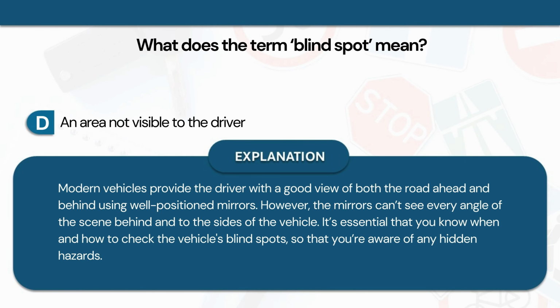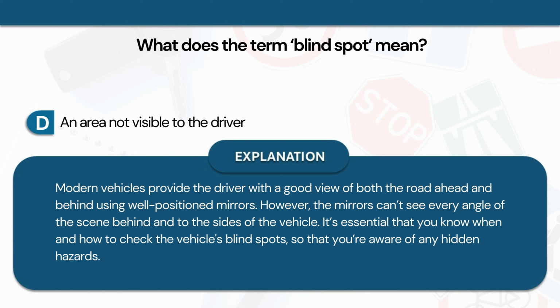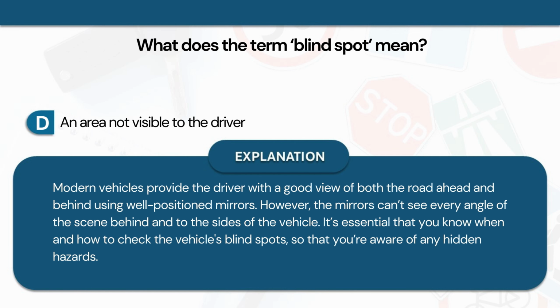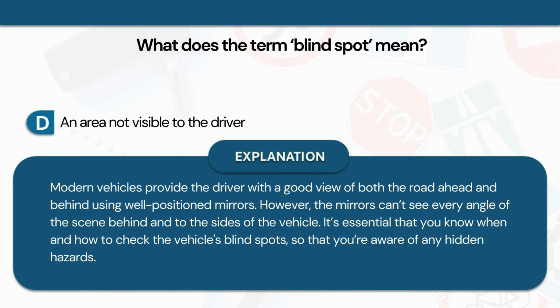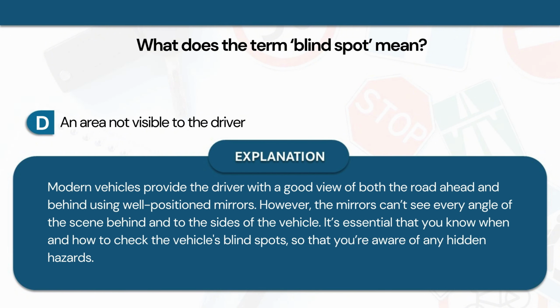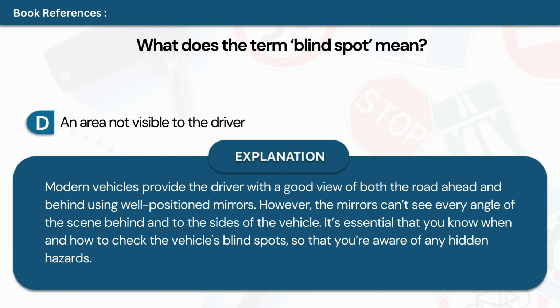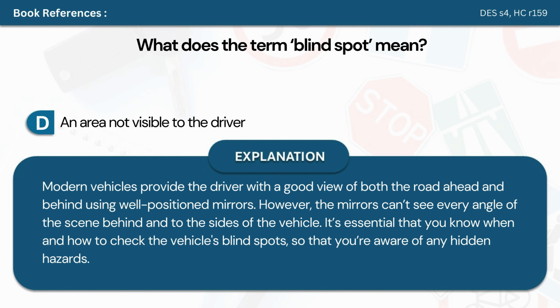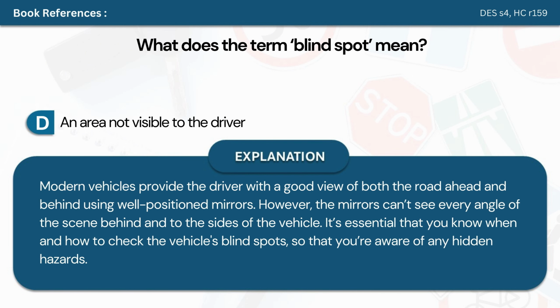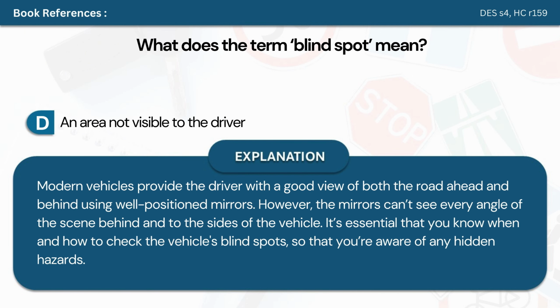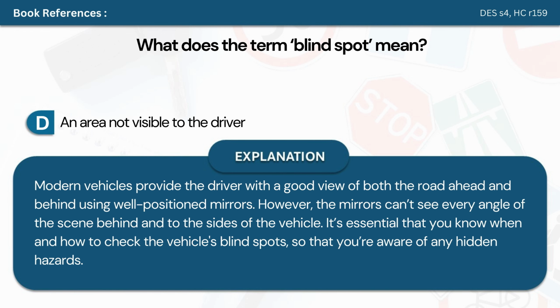Modern vehicles provide the driver with a good view of both the road ahead and behind, using well-positioned mirrors. However, the mirrors can't see every angle of the scene behind and to the sides of the vehicle. It's essential that you know when and how to check the vehicle's blind spots, so that you're aware of any hidden hazards.